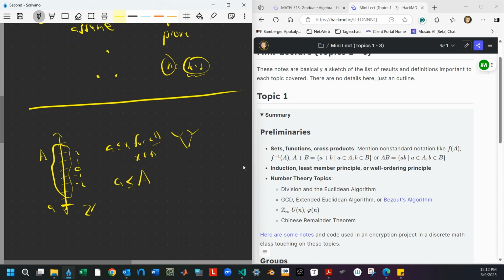Then the minimal member principle says there exists an a star, like an optimal one, an a star in A such that a star is less than or equal to a. In other words, there's a minimal member. That's the minimal member principle. It seems obvious. If it's bounded here, I can't go backwards infinitely often above this point.